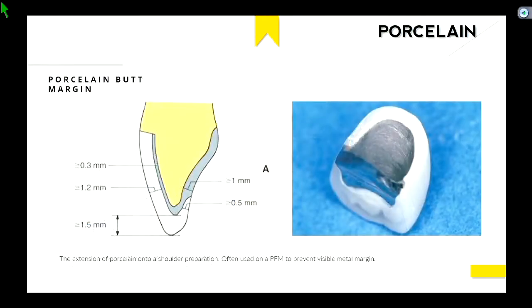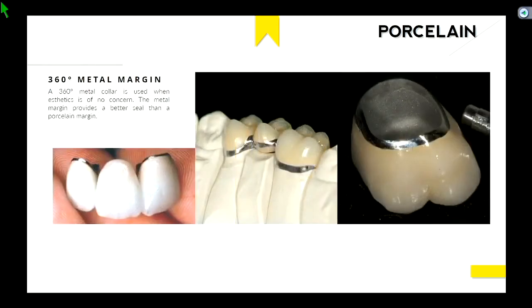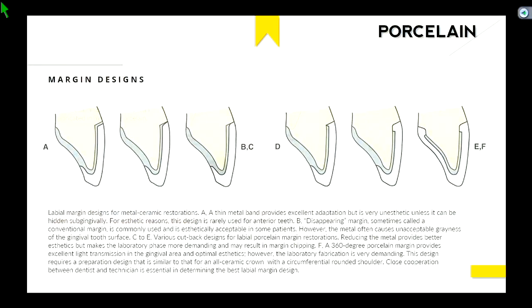So our default, we're going to do the porcelain butt margin. Sometimes your clinic director, they're going to prescribe specifically a disappearing margin or a 360 metal margin, depending on the clinical situation. So in your third and fourth year, those are the things you're trying to learn: try to figure out the decision-making process of which margin design is better. Okay? Questions about that?